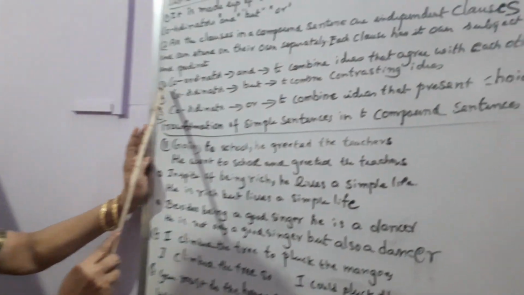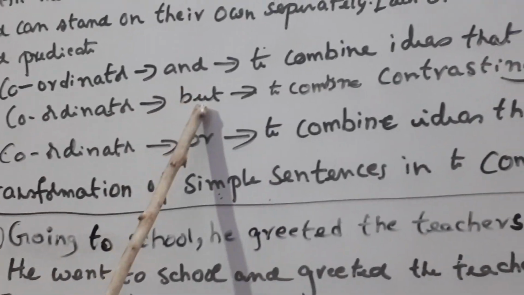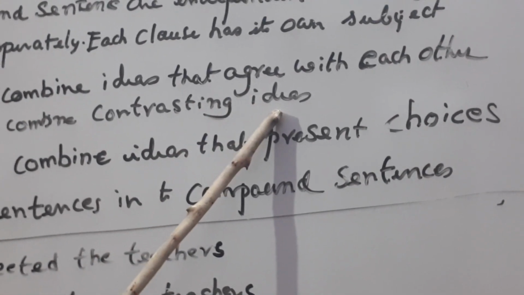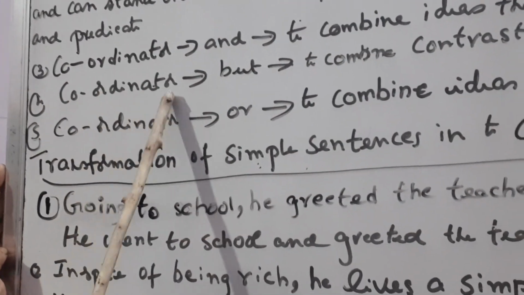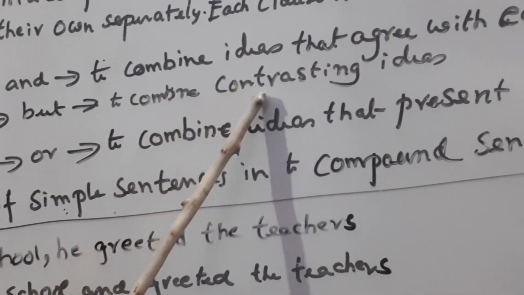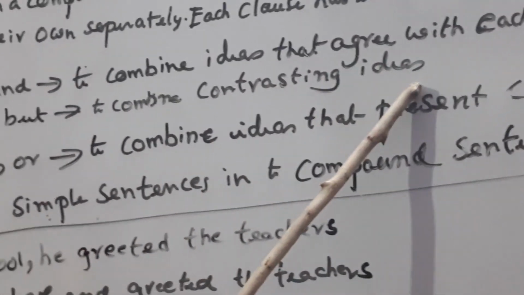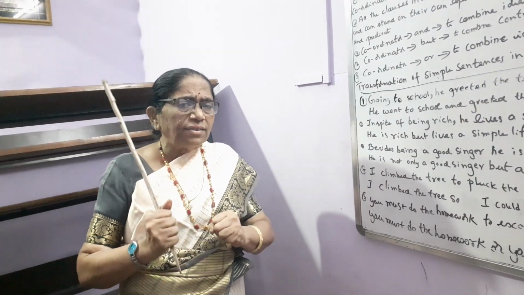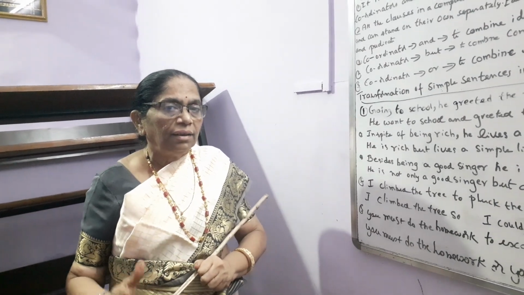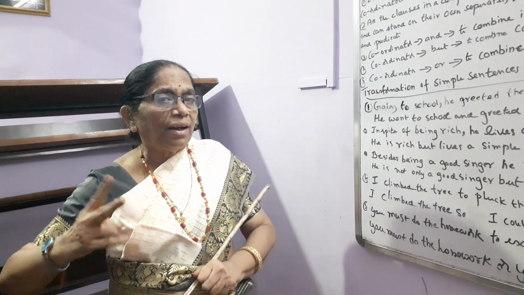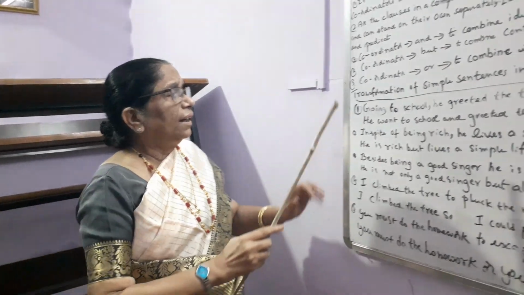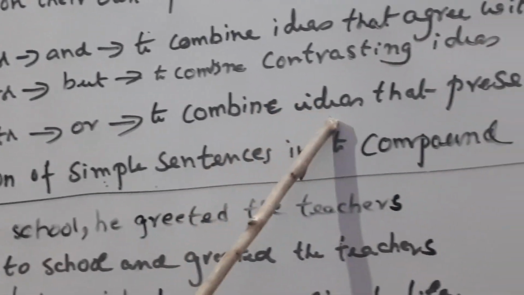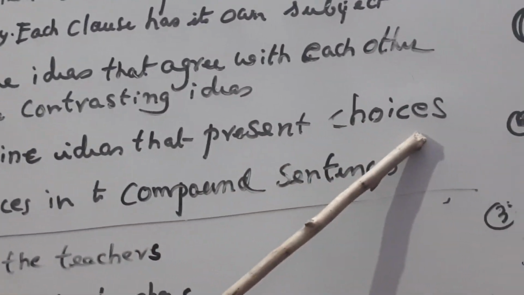Now second, we use coordinator but to combine contrasting ideas. For example, I ran fast to catch the train, but I missed the train. Contrasting ideas. Third, we use coordinator or to combine ideas that present choices.